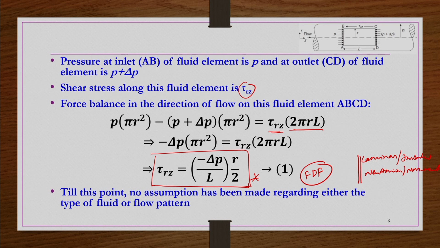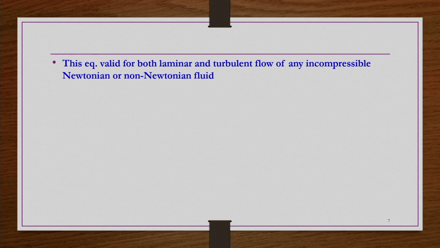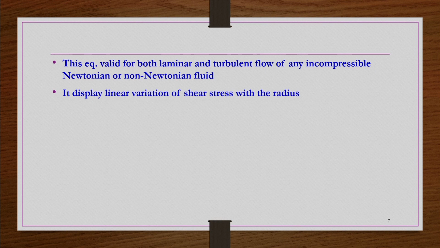Whatever the fluid element that we have taken, we did not say whether it is a Newtonian or non-Newtonian fluid element. So, indirectly, this equation developed for the capillary viscometer, whether you take a Newtonian or non-Newtonian fluid, and whether the flow is laminar or turbulent, is valid. This equation is valid for both laminar and turbulent flow of any incompressible Newtonian or non-Newtonian fluid, as long as the flow is fully developed. And it also displays a linear variation of shear stress with the radius.